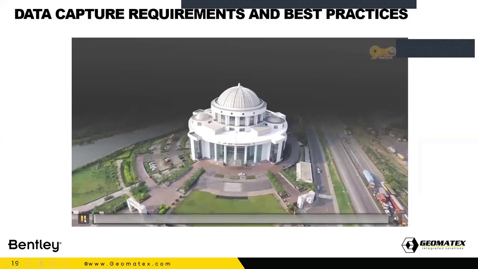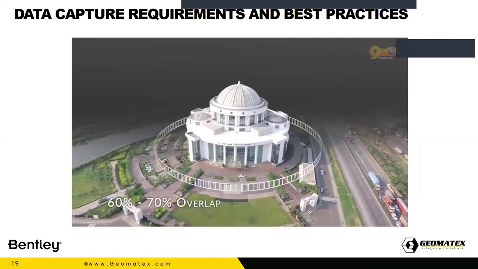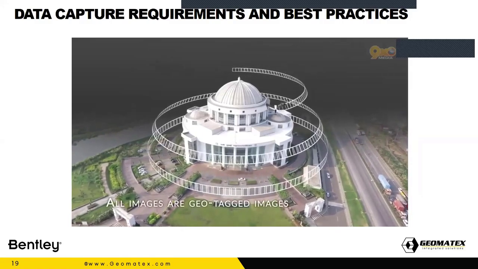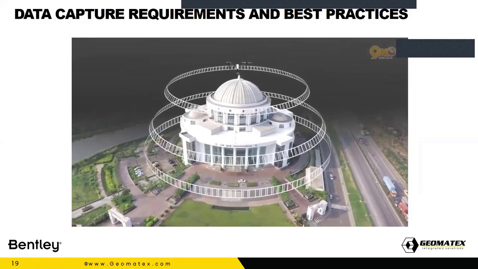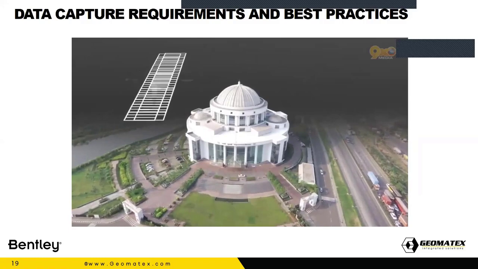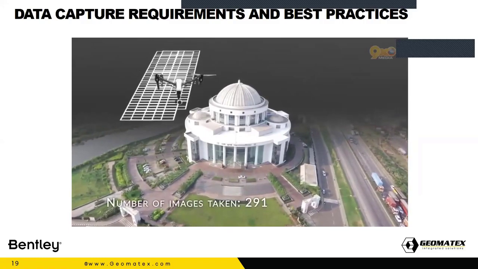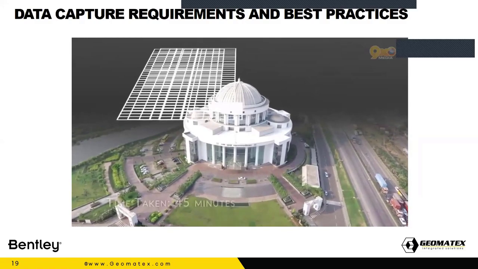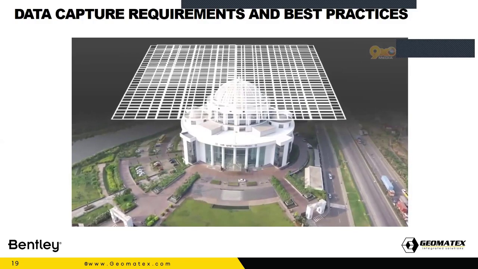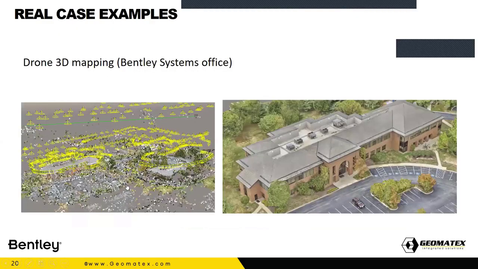And for data acquisition best practices, as we mentioned before, we need to take images from different angles if we are interested in a point of interest which will be mapped. So we take three circular overlapping rounds, and then we are doing an intersecting grid to be able to cover both nadir and oblique perspectives for all objects, because at the end I'll be able to get a very accurate model. This is an example.